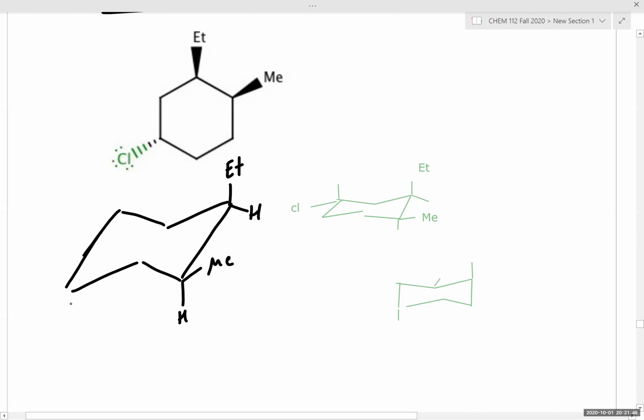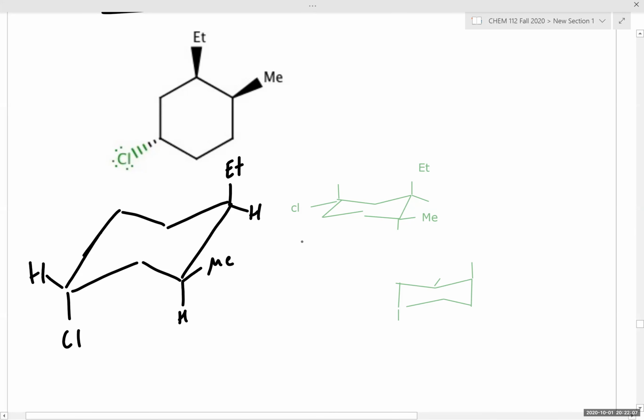The only thing that I need you to double check is looking at our carbon numbers. The chlorine should be one carbon over. So this chlorine should be one carbon over and pointing down. Otherwise, this first chair conformation looks great.